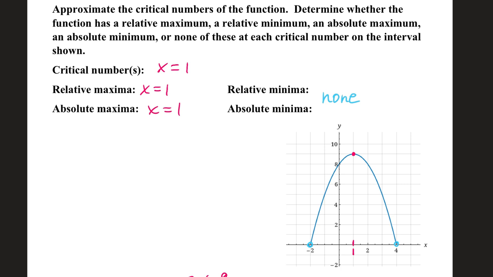Approximate the critical numbers of the function. Determine whether the function has a relative maximum, a relative minimum, an absolute maximum, an absolute minimum, or none of these at each critical number on the interval shown. The graph at the bottom right of your screen is not defined at the ends. This is an open graph. At the top, where x equals 1, that's a critical number. It's the only one.